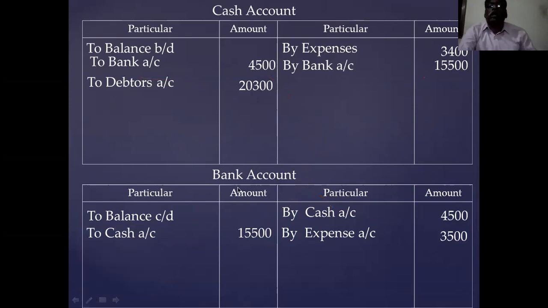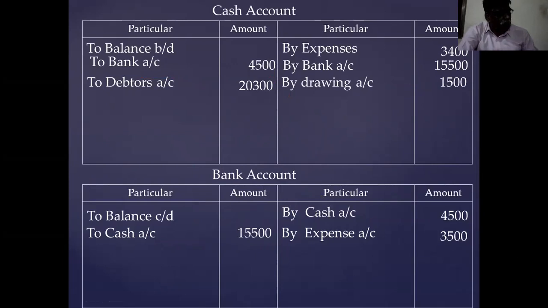Contra entry. One is cash deposited, another is cash withdrawn. Then next is cash withdrawn. Cash withdrawn is drawing. Drawing is payment. Payment side in the cash account by drawing 1,500.